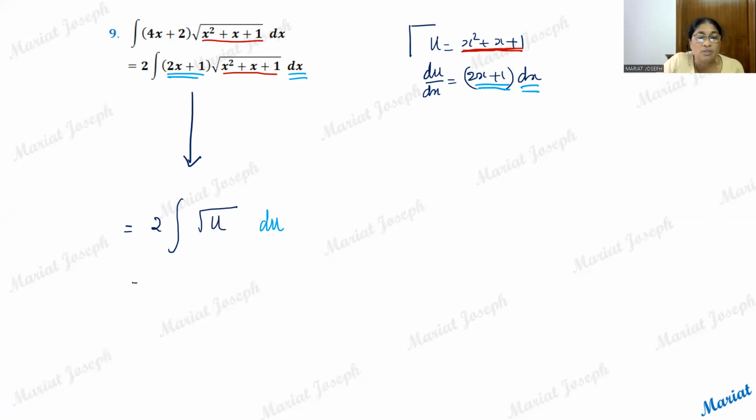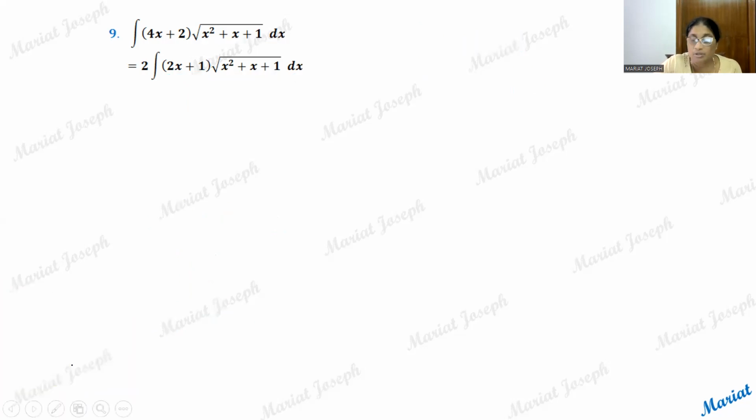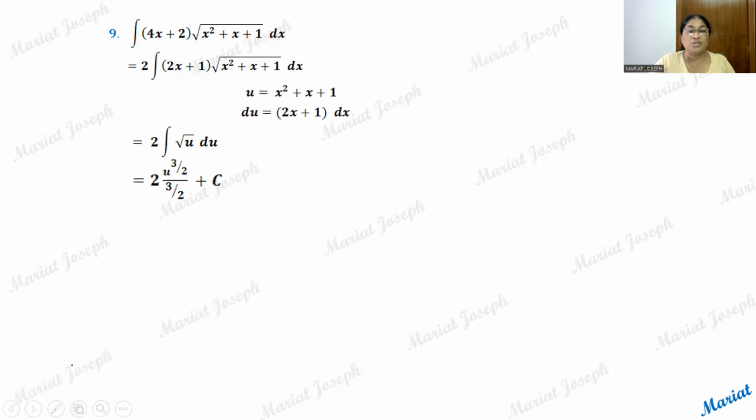Now can you continue also? Root u we have integrated many times by this time. u raised to 1 by 2 into du. Now how will you integrate u raised to power 1 by 2? 2 into u raised to 3 by 2 upon 3 by 2. And you know why it is 3 by 2 now. Yes, ma'am. And then replace the u. Very good, Varsha. Complete all of you. These are the substitutions.